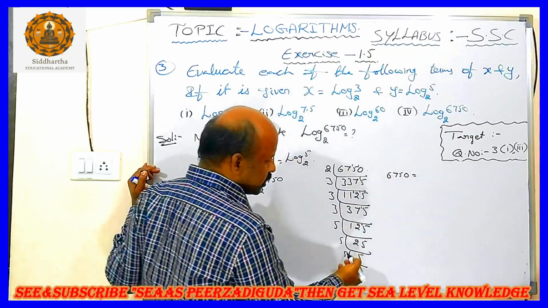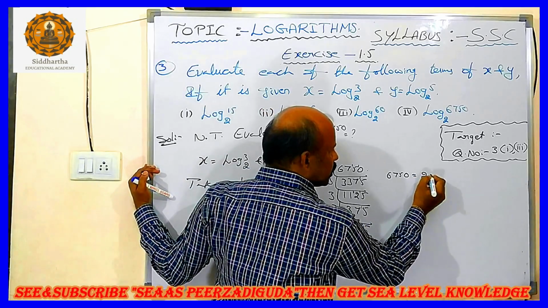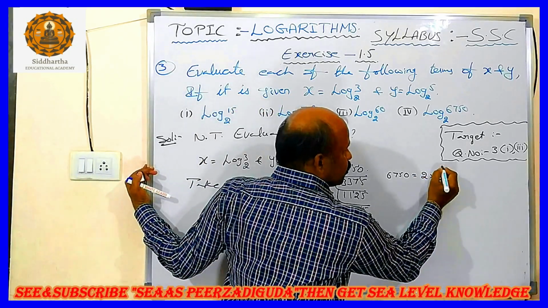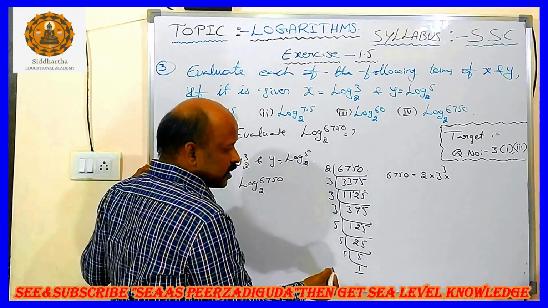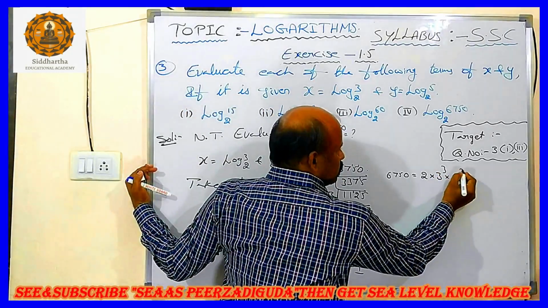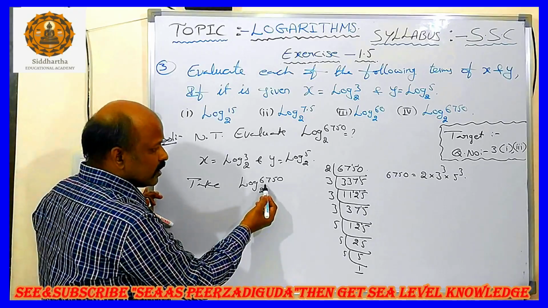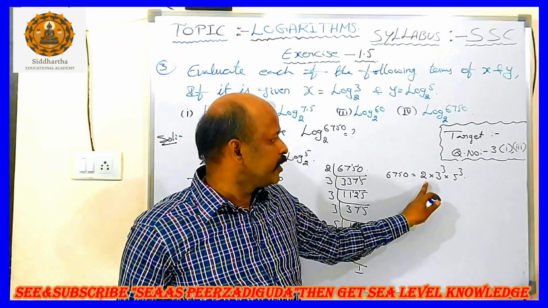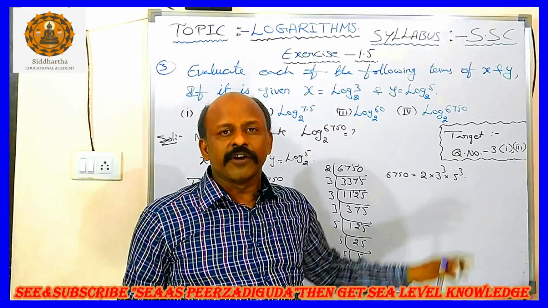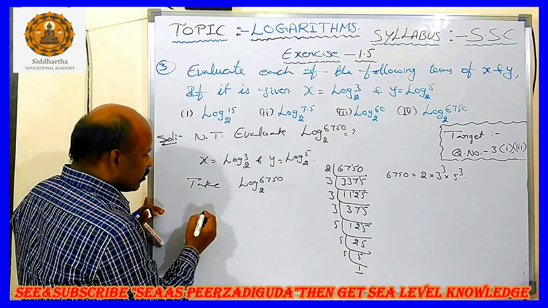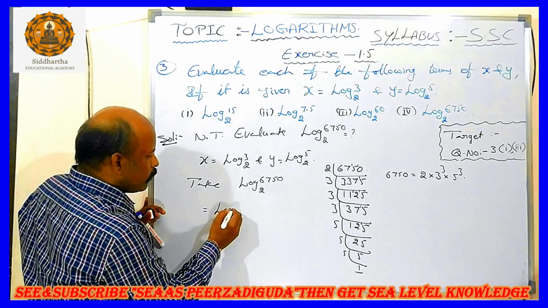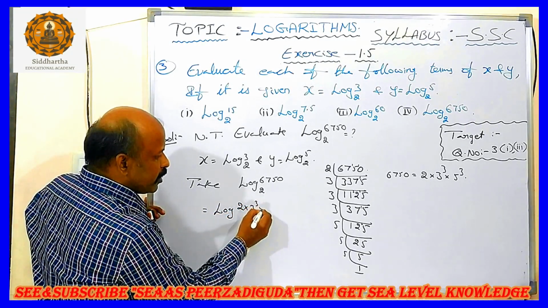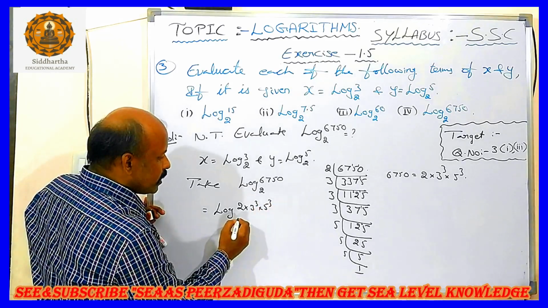6750 is equal to, how many 2's are there here? Only one 2. 2 I am going to write, into, how many 3's are there? 3 3's, 3 cube, into, how many 5's are there? 5 cube. 6750 I am going to write in the form of 2 into 3 cube into 5 cube. So once you observe here, it is equal to log of 2 into 3 cube into 5 cube base 2.